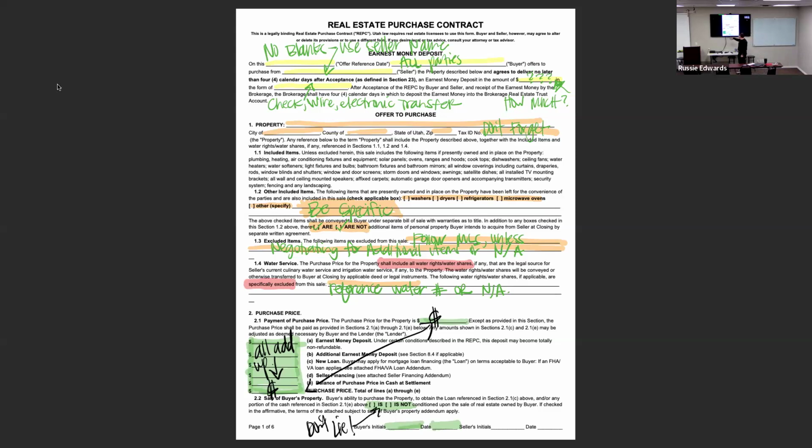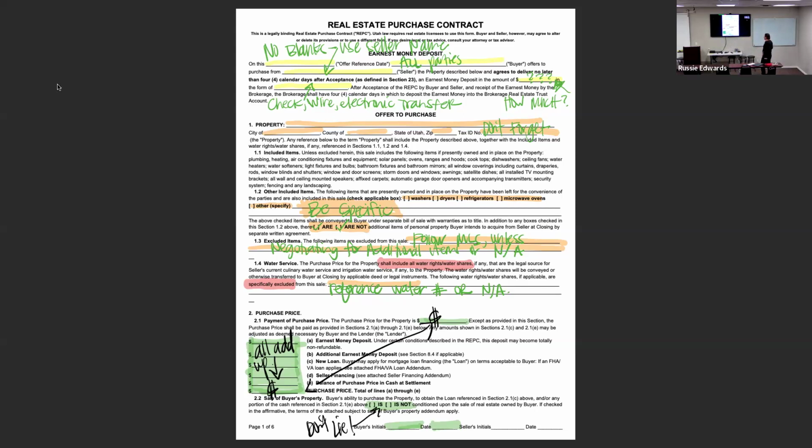Now this next section, all of these need to add up to that number and that number, okay? Next section, 2.2, is if they're going to have to sell their property or a property in order to make the purchase happen.